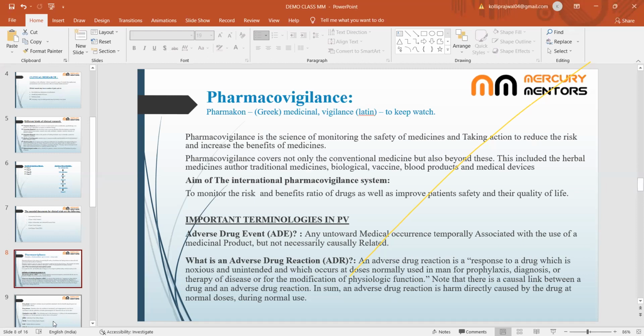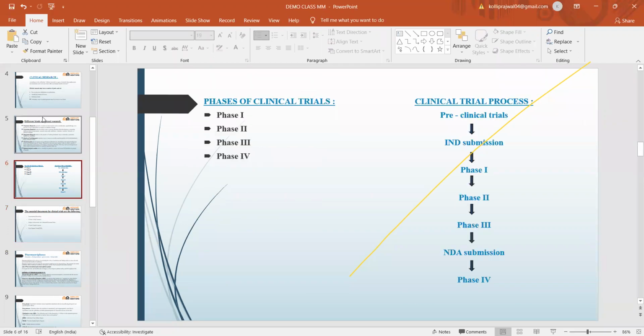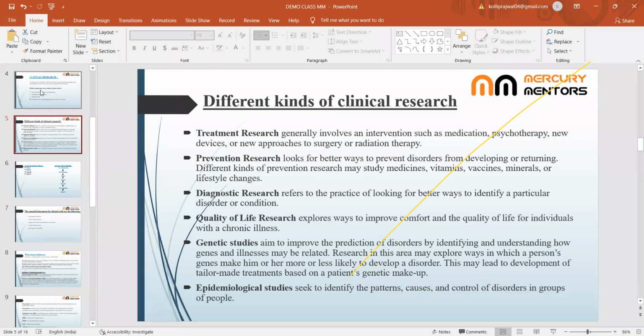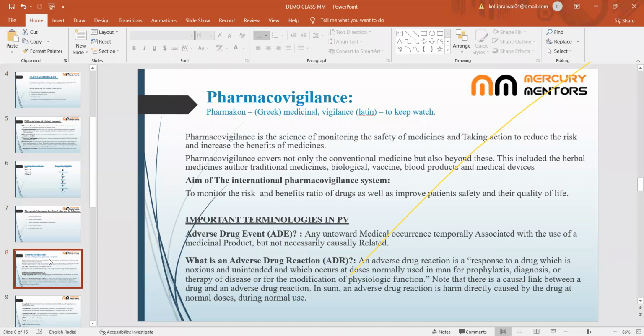Okay, so this was all about clinical research. Okay, we are going to cover the documents which are important. We are going to cover in detail about the phases of clinical trials. We are going to cover the types. Okay, what are the goals, all these things. Next, our next topic is pharmacovigilance.